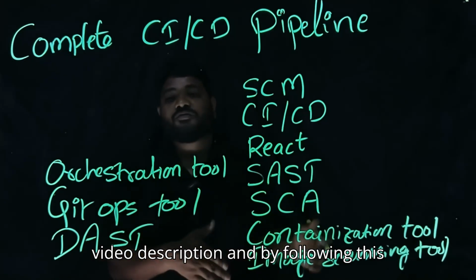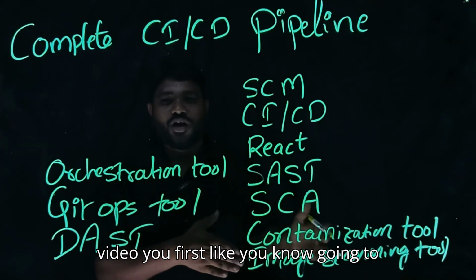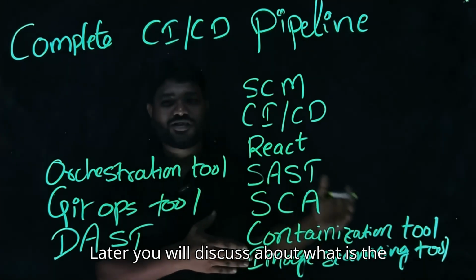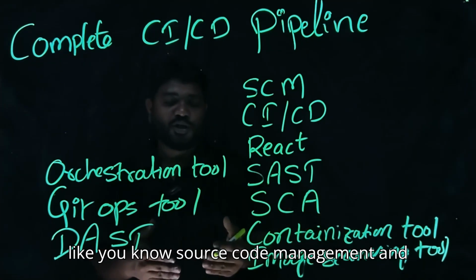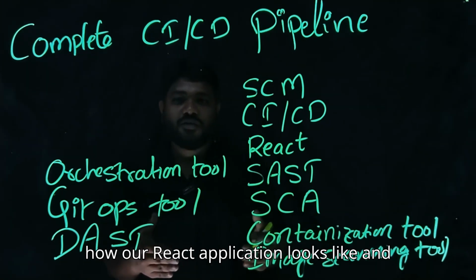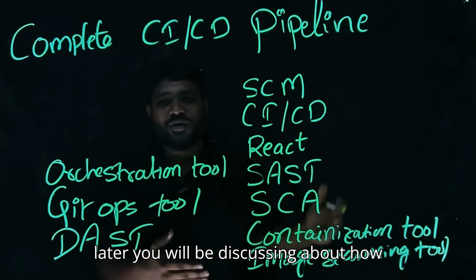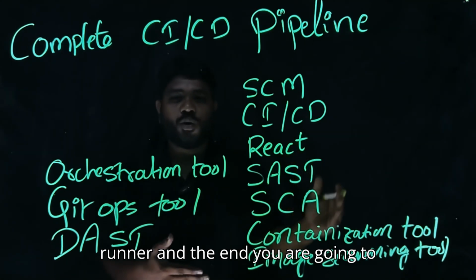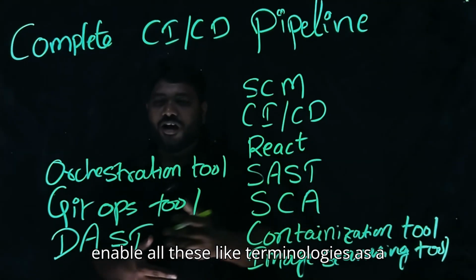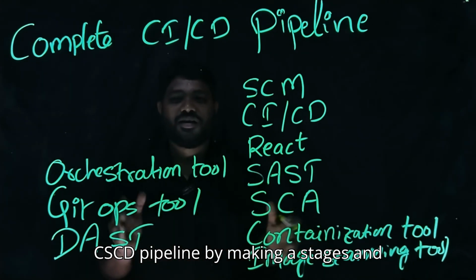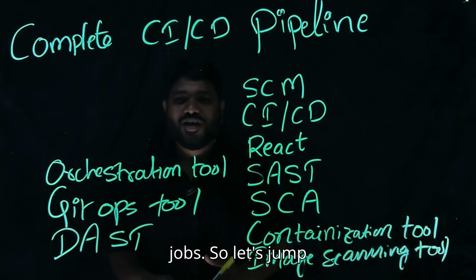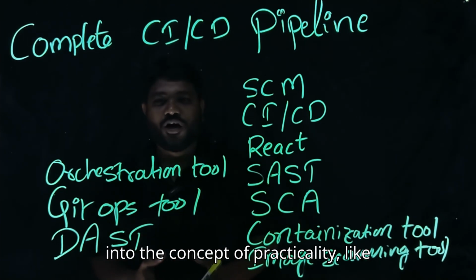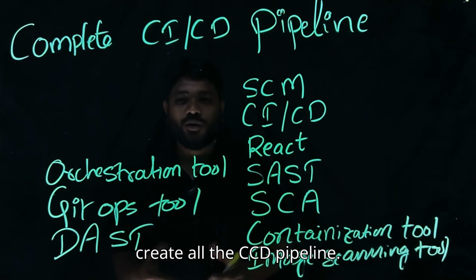By following this video, you will first step into the prerequisites for this entire CI/CD pipeline. Later we will discuss the source code management and how our React application looks. Then we will discuss how you can create and integrate the GitLab runner. And at the end, you are going to enable all these terminologies as a CI/CD pipeline by making stages and jobs. So let's jump into the practical concepts of how we can integrate and create this CI/CD pipeline.